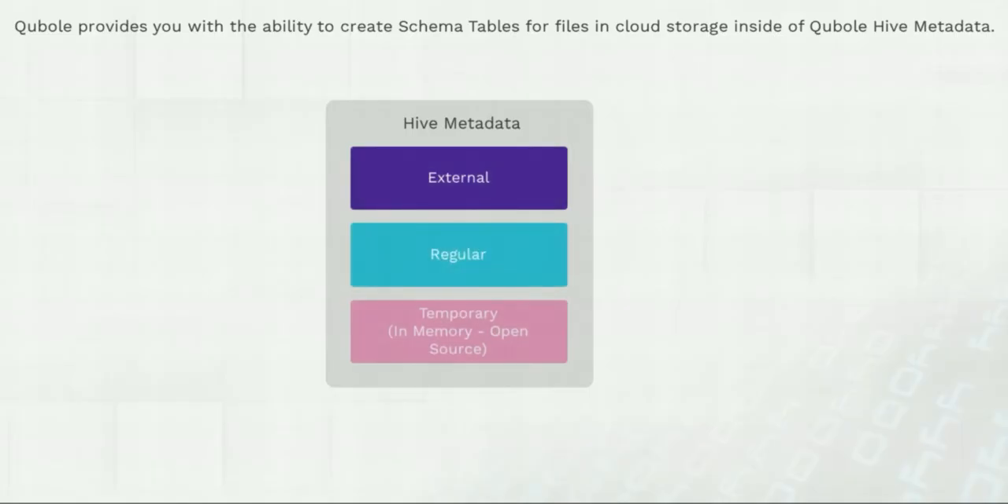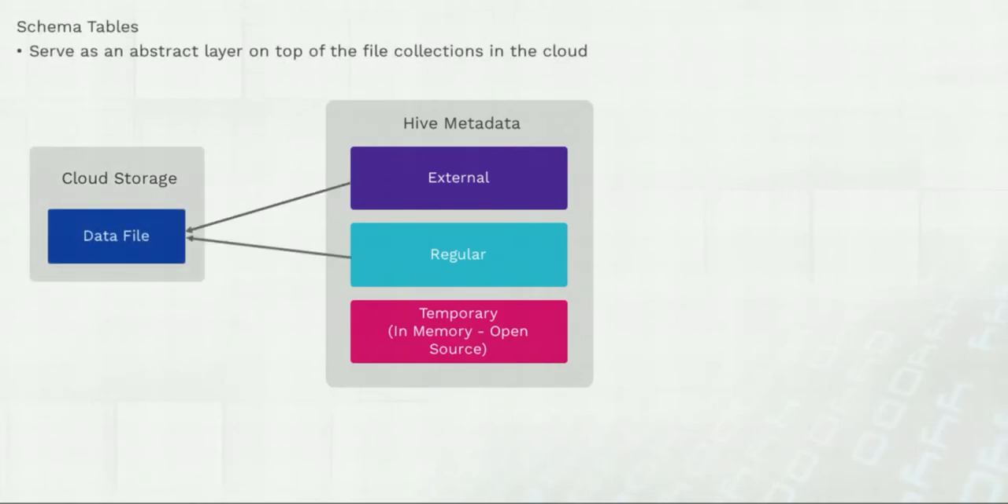With the ability to create schema tables for files in cloud storage inside of your Qubole Hive metadata. Schema tables serve as an abstract layer on top of the file collections in the cloud and provide a table structure for writing SQL. Examples of schema tables are external, regular, temporary.